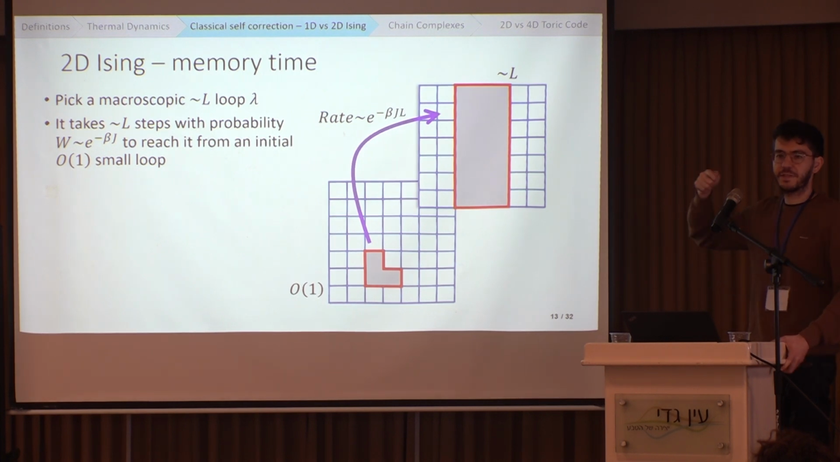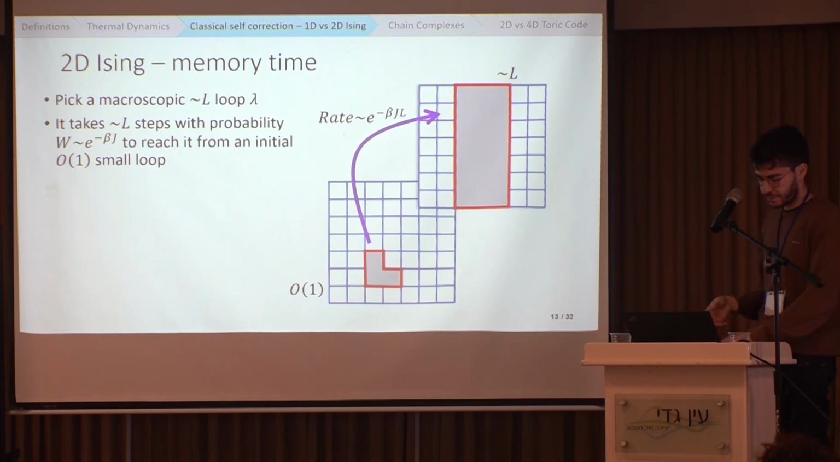We can think of it as many steps we need to do, and each step is suppressed with minus beta J. Going to a specific loop requires many of these suppressed steps, and because of that, the rate of the creation of a specific loop lambda, which is large, is suppressed like exponential of beta J L, where L is the system size.